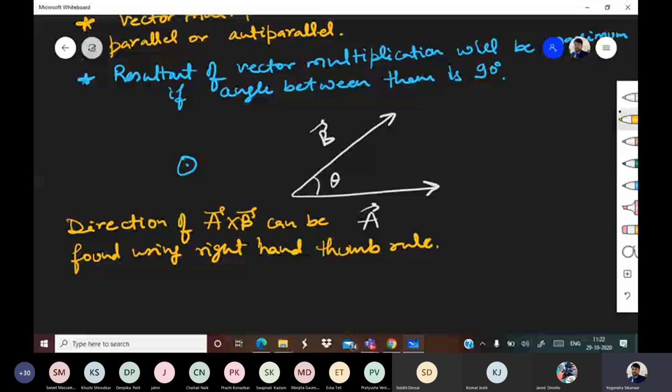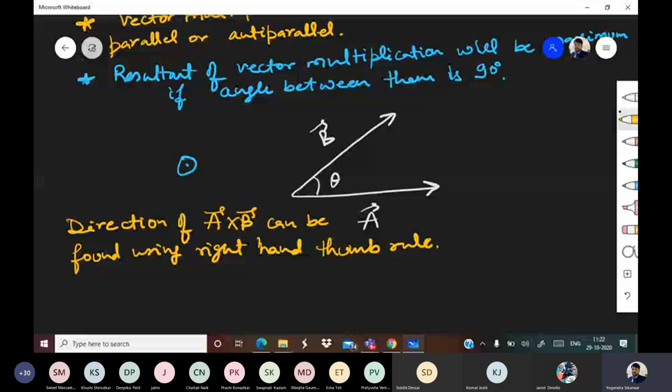Now if we apply the same right hand thumb rule to find the direction of B cross A, we need to stretch our right palm in the direction of B, and then curl our fingers from B to A. The thumb will be pointing inwards. So B cross A will be into the plane. Good. Now let us move further.